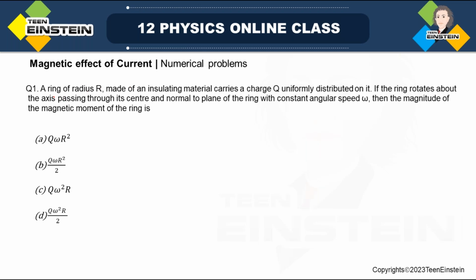So the first problem states that a ring of radius R made of an insulating material carries a charge Q uniformly distributed on it. So this is a ring of radius R, capital R. This is insulating, but it has some charge Q on it. Insulating in the sense that the charges are stationary, they don't have free charges. Anyway, this ring of radius R has charge Q, and it is made of insulating material.